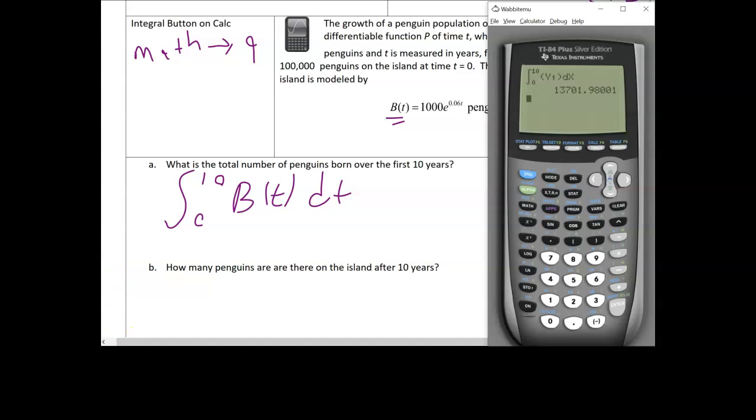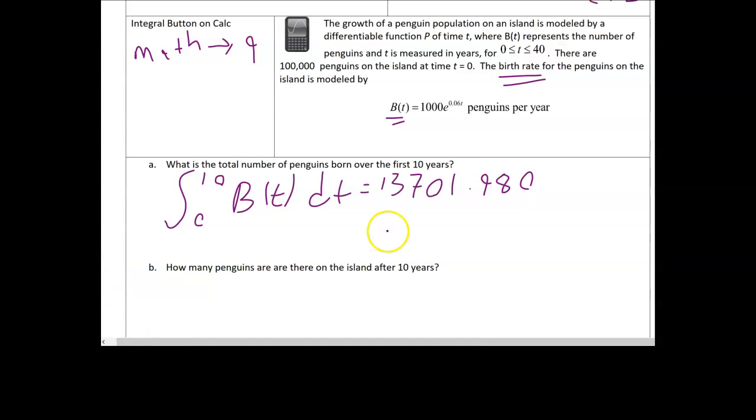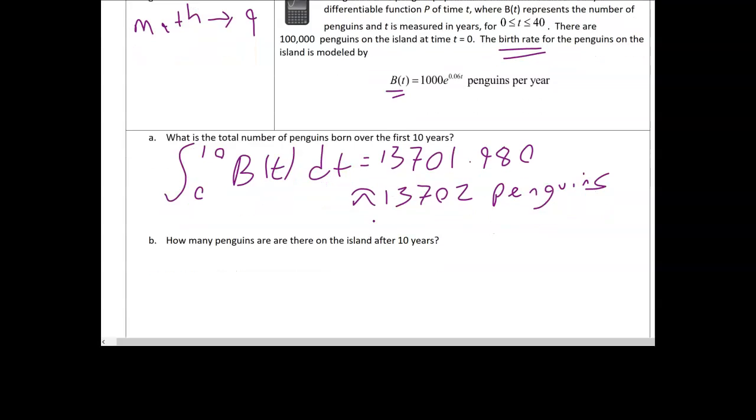And there's my solution. So about 13,702 penguins, if I round, how one would expect, right? So the interpretation is that in the first 10 years, from year 0 to year 10, 13,702 penguins are born. So easy enough, right? That was an easy question.